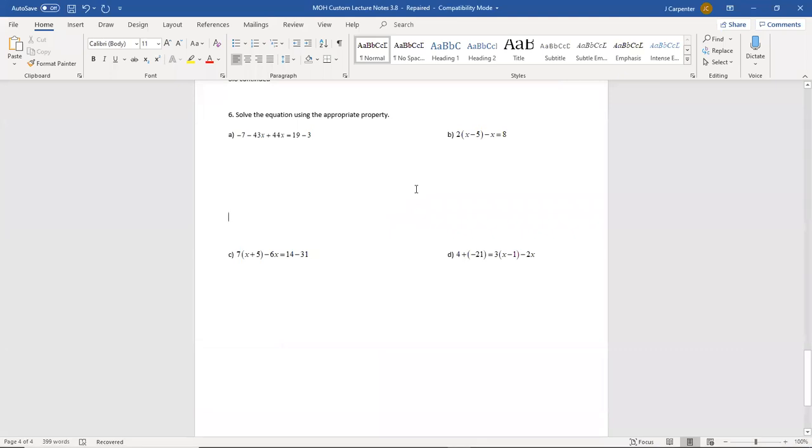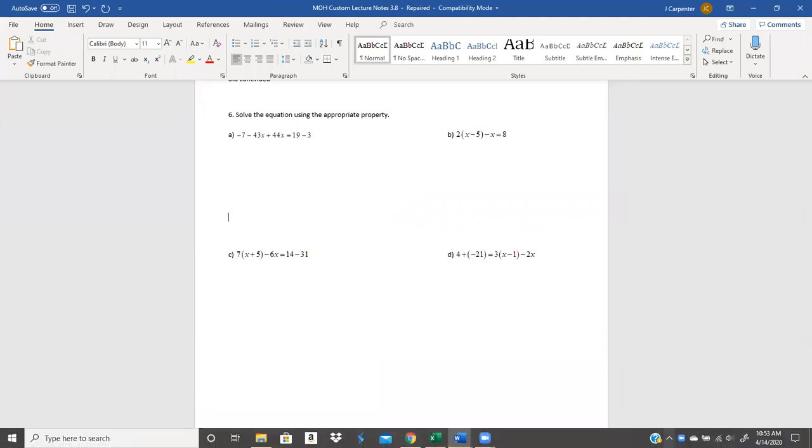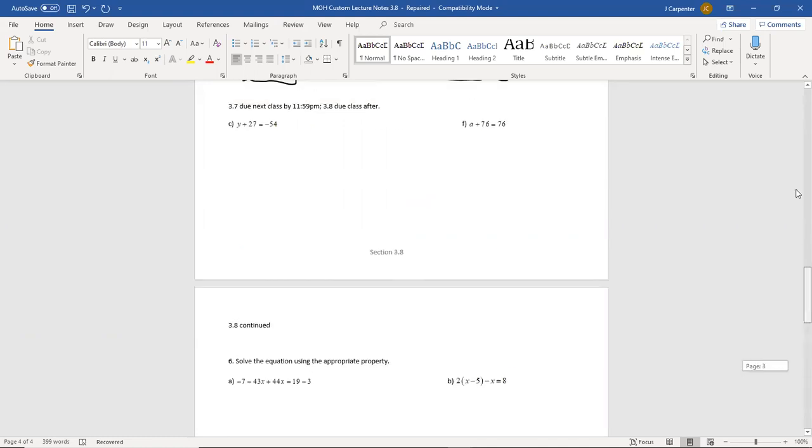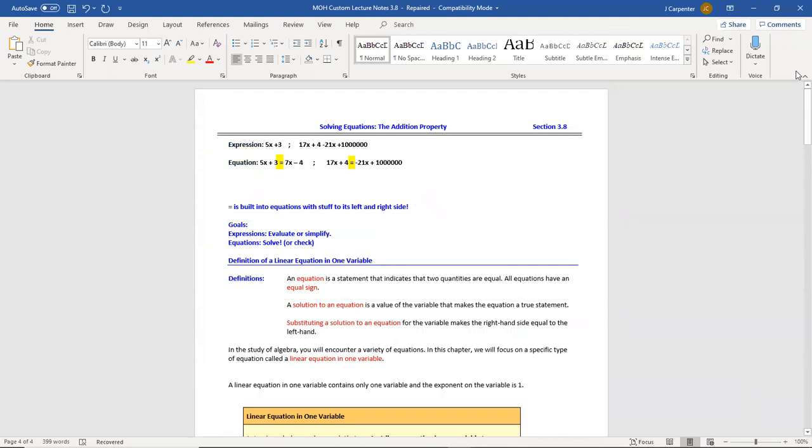Okay. So welcome back, Math 3. We are going to continue where we left off in 3.8, which was the addition/subtraction property of equality. So solving equations, the addition property. It's also known as the subtraction property. You can call it either of those two things, because if you see one, you're supposed to do the other.